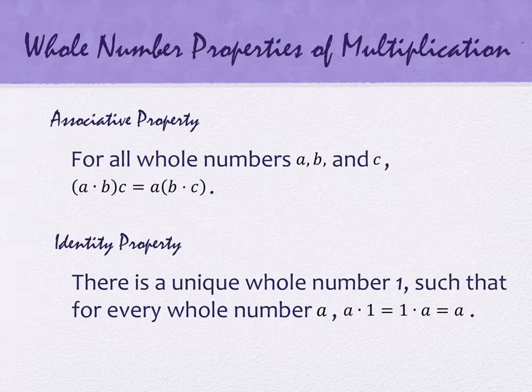All right, the next one is the associative property. The associative property is for all whole numbers A, B, and C. The order of the multiplication doesn't matter. So A times B times C is the same as A times the quantity B times C, where we group the B and the C together.